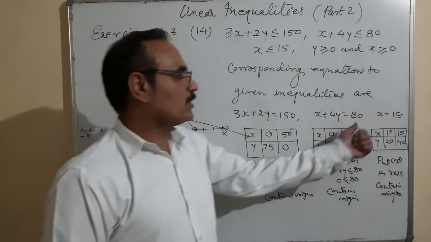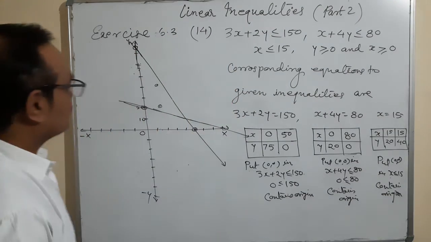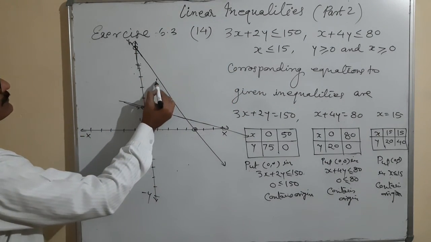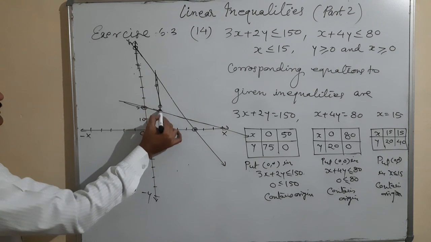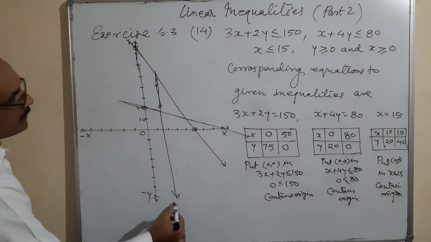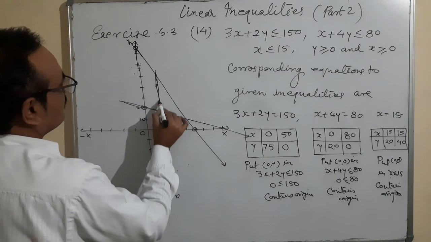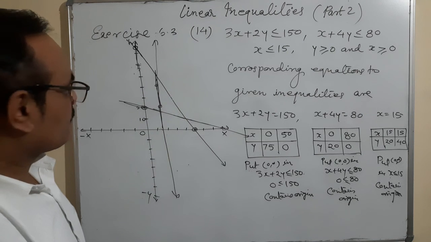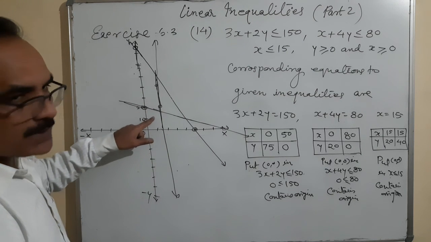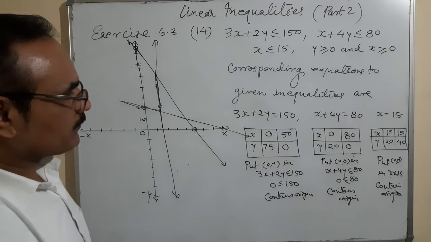So simply, x is equal to 15 is parallel to the y-axis at a distance of 15. It also contains the origin. So this is the feasible region in which all the parts are coming.